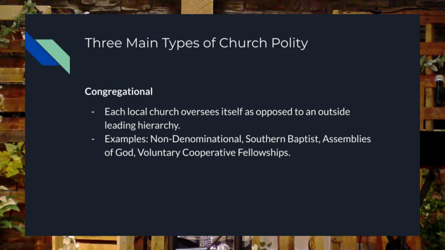A couple different examples of congregational style are non-denominational churches, not connected to any organization, but just the churches themselves, which are congregational in style oftentimes. Southern Baptist and Assemblies of God, which may confuse you because I just talked about those being Presbyterian style. Well, they're kind of a hybrid. The Assemblies of God is actually a hybrid of congregational and Presbyterian, and I'll talk about that a little bit more in a second. And then also voluntary cooperative fellowships.